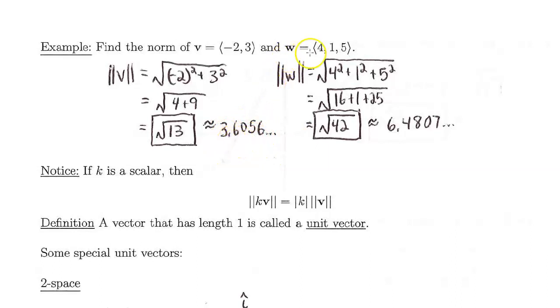Okay, now if w is the vector 4, 1, 5, what's the length of w? Well, we can do the same thing. Turns out it's the square root of 42, which is about 6.4807.